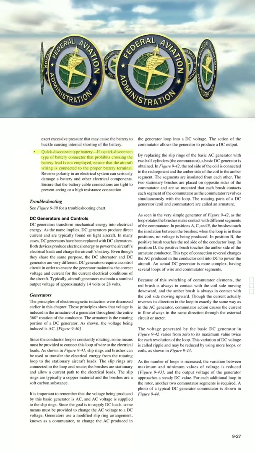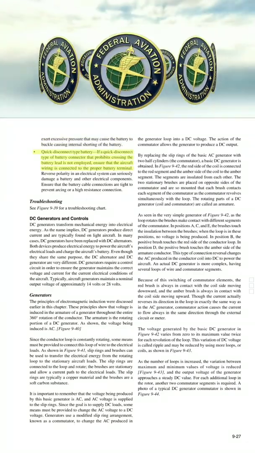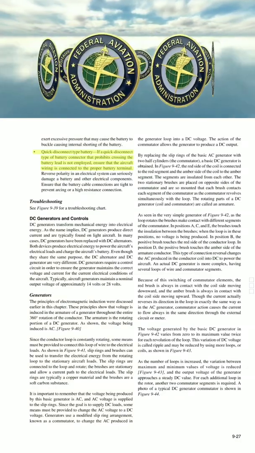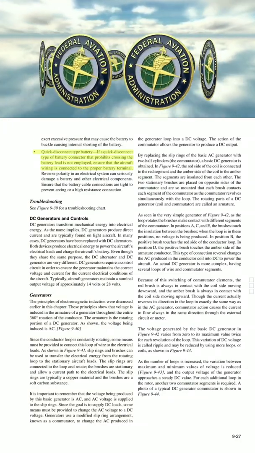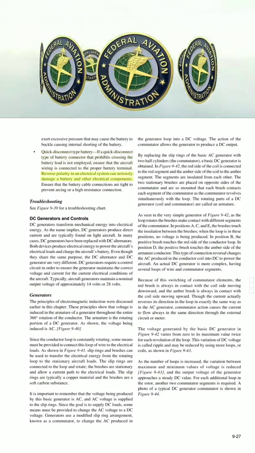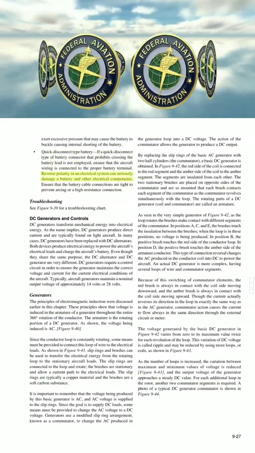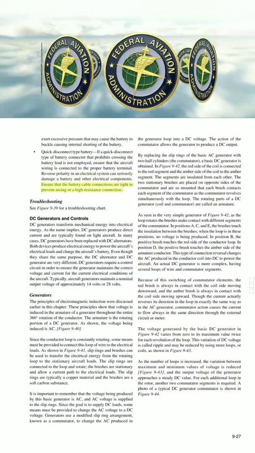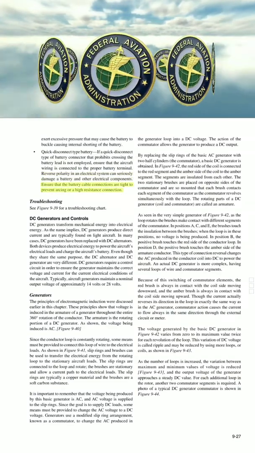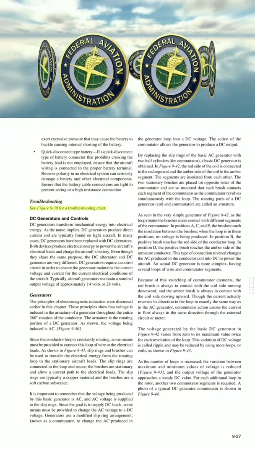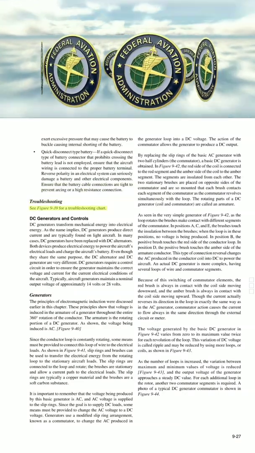Quick disconnect type battery. If a quick disconnect type of battery connector that prohibits crossing the battery lead is not employed, ensure that the aircraft wiring is connected to the proper battery terminal. Reverse polarity in an electrical system can seriously damage a battery and other electrical components. Ensure that the battery cable connections are tight to prevent arcing or a high resistance connection. Troubleshooting. See figure 9-39 for a troubleshooting chart.